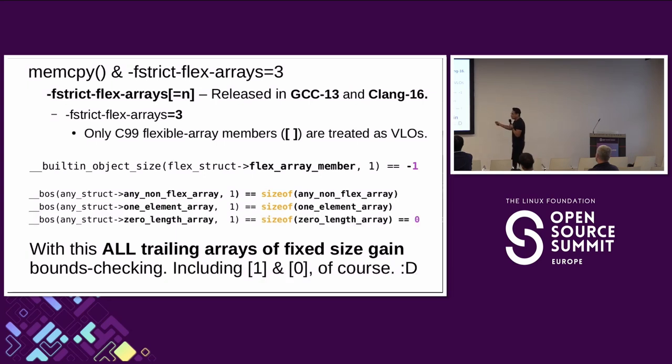So yeah, even if we have a one element array or a zero length array, these builtin compiler functions are going to return exactly the size of those objects, and they are not going to return minus one anymore.